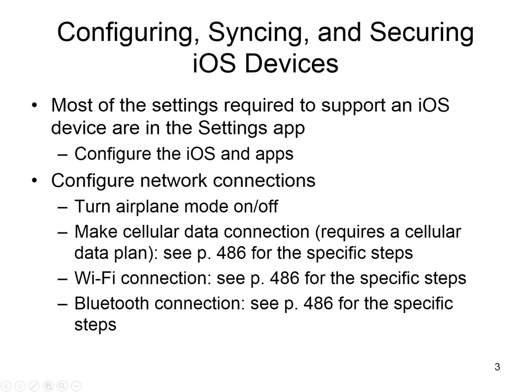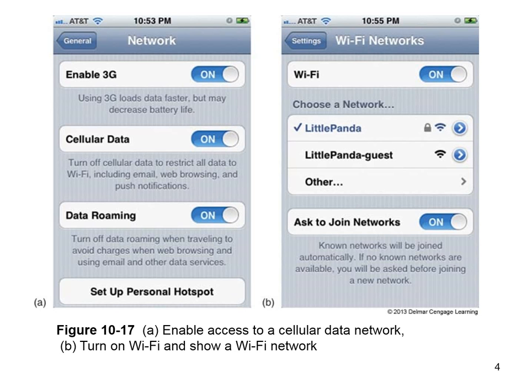In the CompTIA Plus 220-802 exam, it expects you to know how to configure a Wi-Fi, cellular data, and Bluetooth connection using the iOS and Android operating system. To enable a cellular network or cellular data network connection, you should tap Settings, General, then Network. And then on the network screen, as you can see in 10-17, enable the cellular data connection.